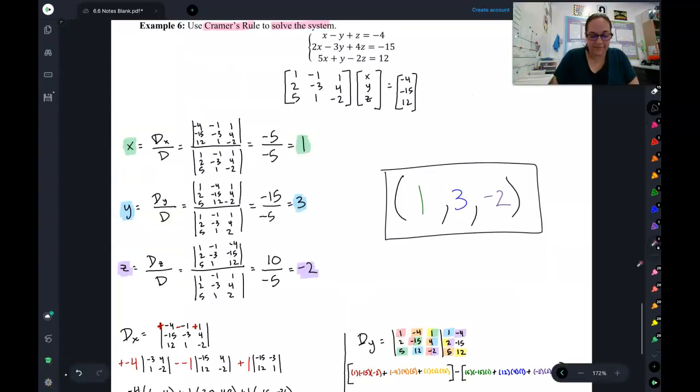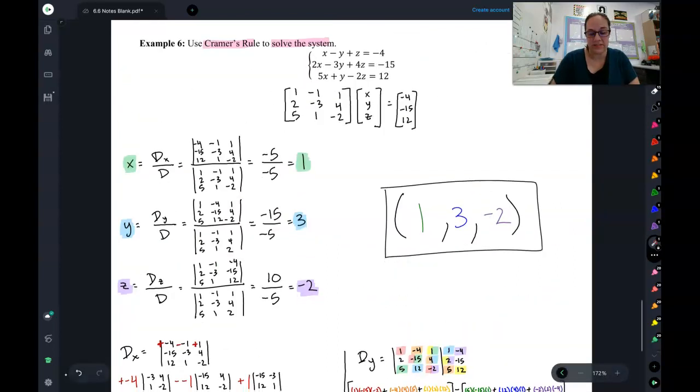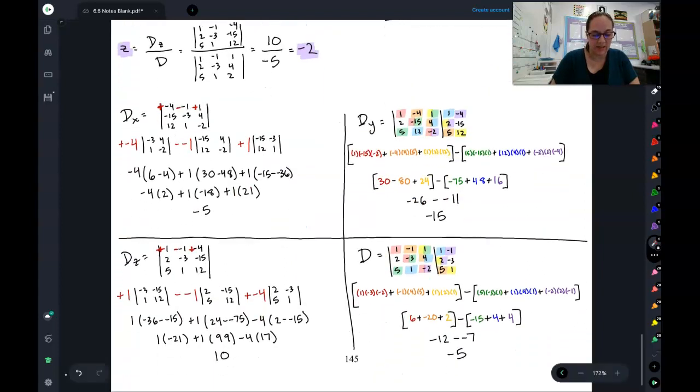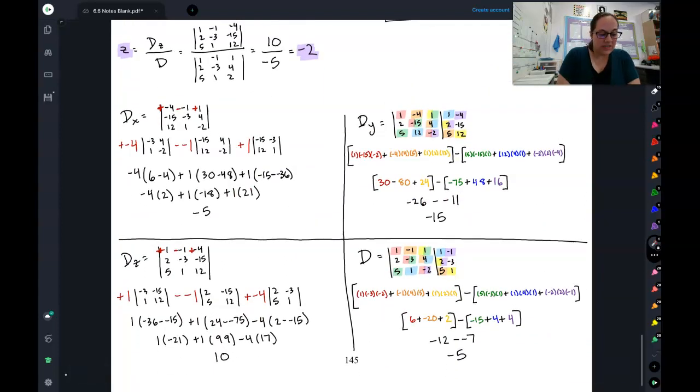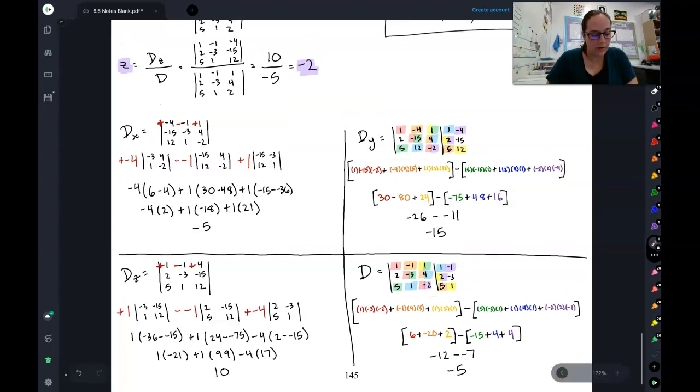Let's check your work. So these are my final answers that I got. 1, 3, negative 2 is my solution to this system, so it's consistent, independent, has a single solution. For dx and dz, I decided to use expansion by minors, and for dy and d, I used the diagonals method. You're welcome to use those to check your work. If you got anything wrong, you can pause the video at this moment and try to figure out where you went wrong.